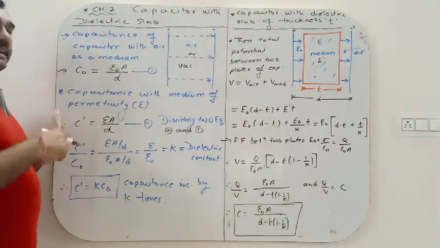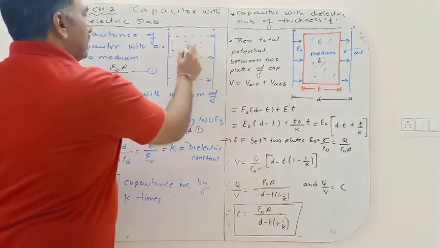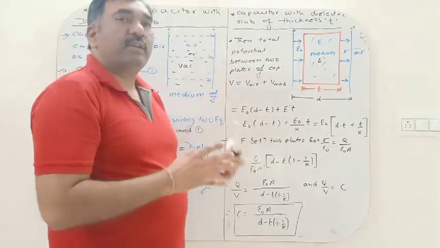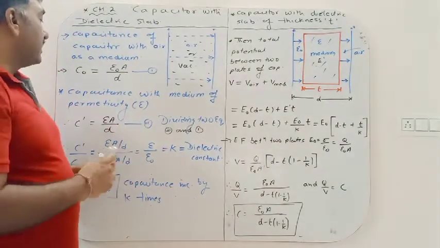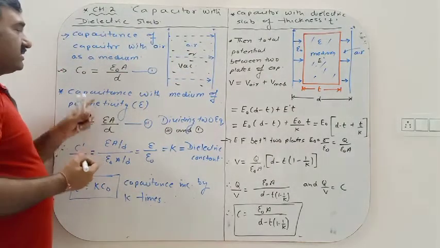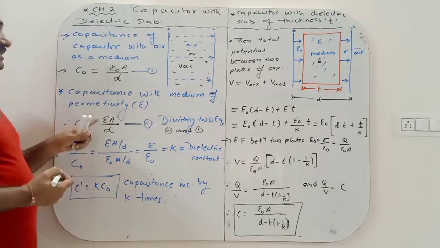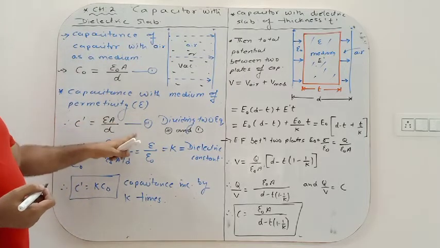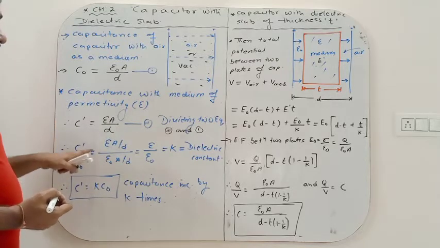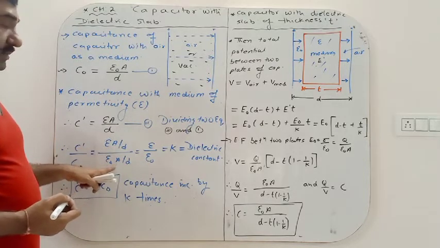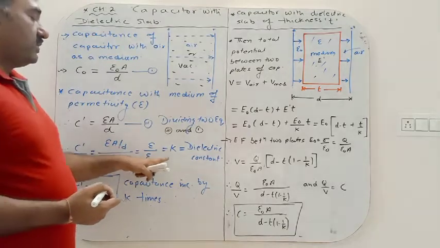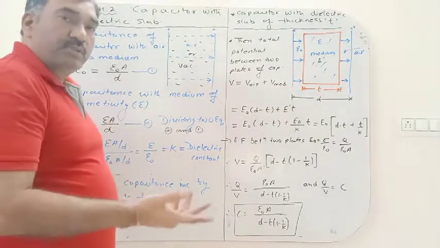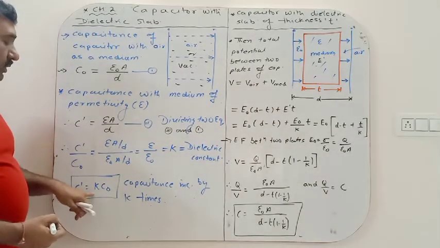When you fill this entire capacitor with some medium, for example oil, any non-conducting substance, or pure water, then what happens? The medium changes, so epsilon 0 becomes epsilon. So the capacitance with a medium of permittivity epsilon, C dash, becomes epsilon A by d. Dividing equation 2 by 1, C dash upon C0 is equal to epsilon A by d over epsilon 0 A by d. A by d cancels. Epsilon divided by epsilon naught is equal to K, and you already know from chapter 1 that K is the dielectric constant, also known as relative permittivity. So C dash is equal to K times C0.